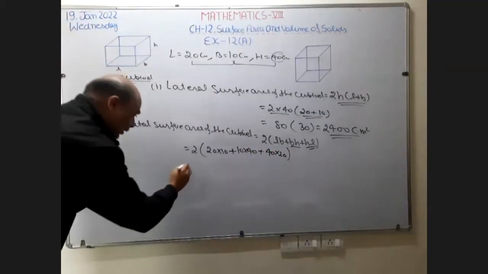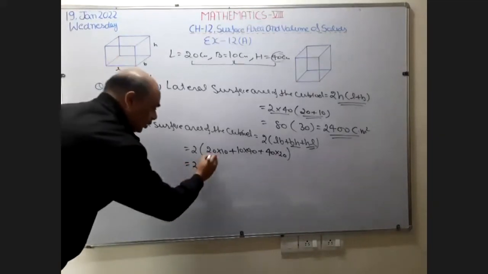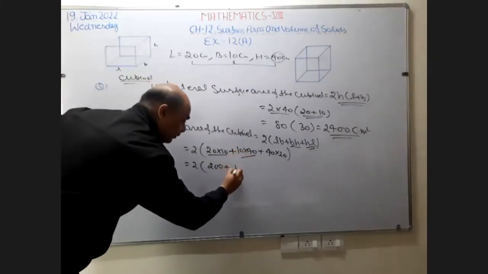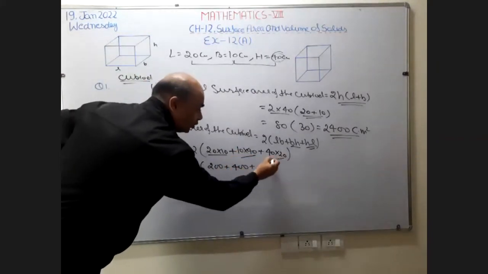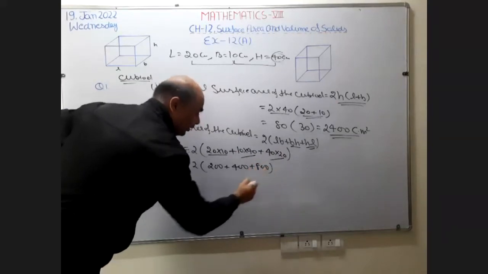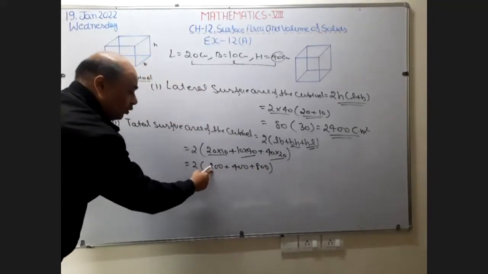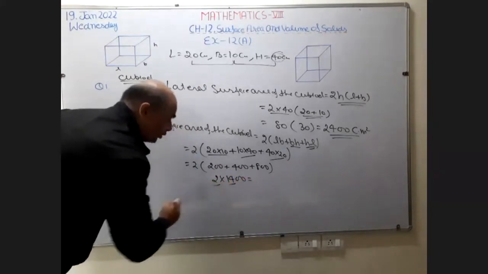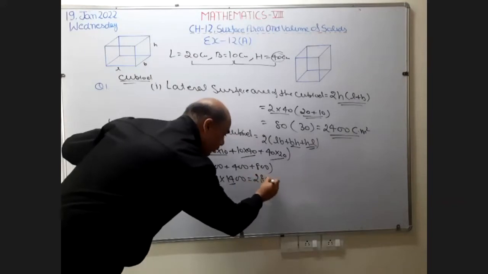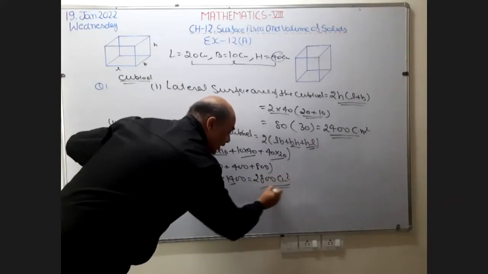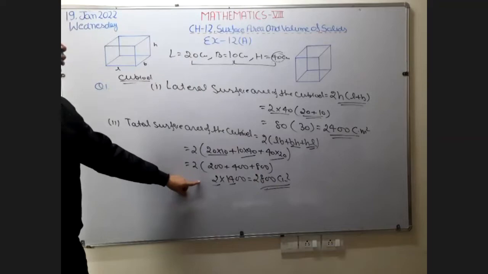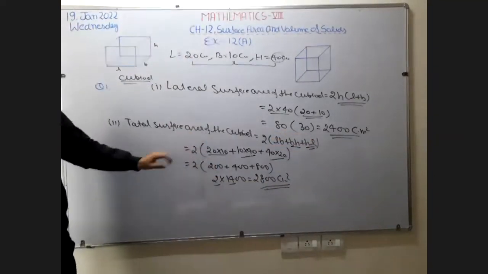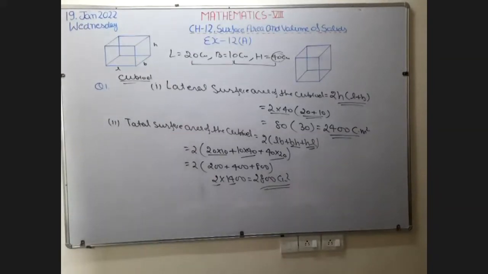Okay. Now 2 is going to remain the same. 20 into 10 becomes 200. 40 into 10 becomes 400. 40 into 20 becomes 800. 8 plus 4 is 12, 12 plus 2 is 14. So it's going to be 2 into 1400. 2 fourteens are 28. So it's going to be 2800 centimeter square. So this is your total surface area of the cuboid. This is the curved surface area of the cuboid. Okay, I hope it is clear to everyone. If any doubt is there, send a message to me.